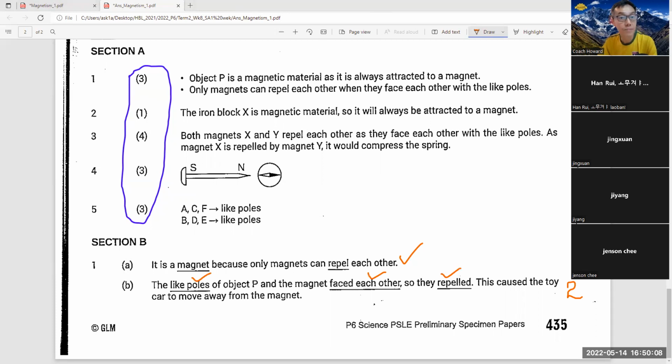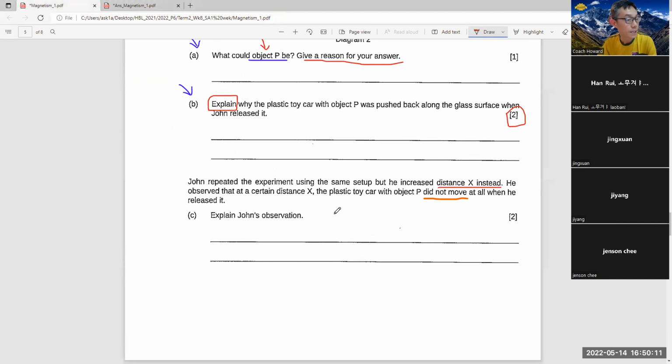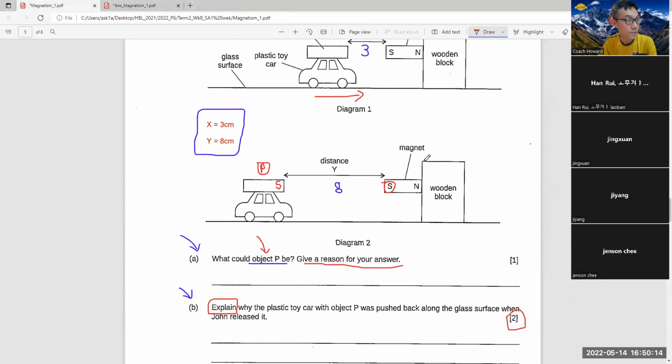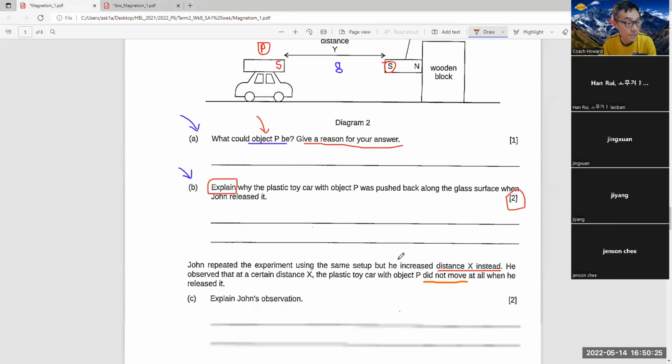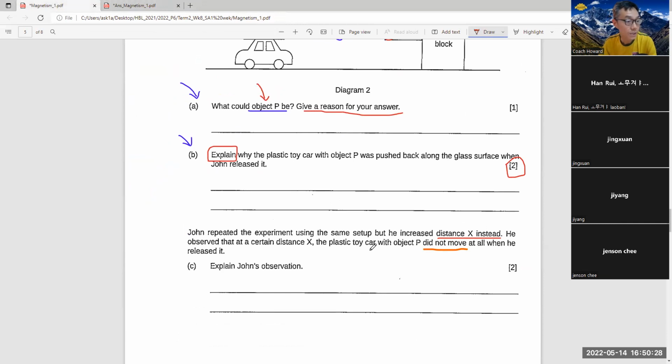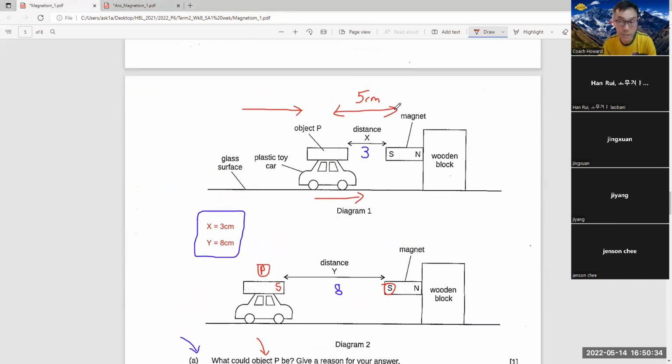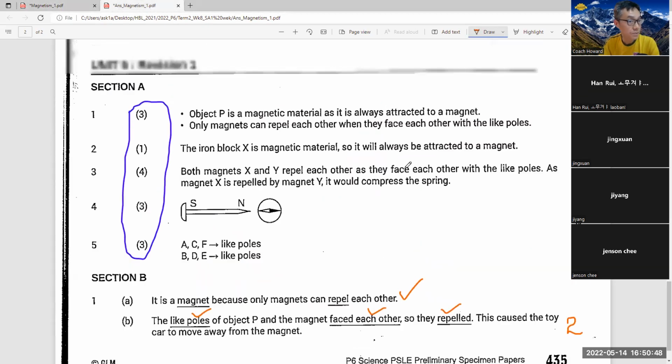Okay, next, part C. They say if the distance x is increased. So instead of 3, right now it is increased to 5 centimeters. That means the person pushed the toy car to a distance of 5 centimeters and released. They say that the plastic toy car with object P did not move at all. So you must mention what happened at this distance: object P was too far from the magnet, so the force of repulsion is too weak. Therefore, the car remains stationary.